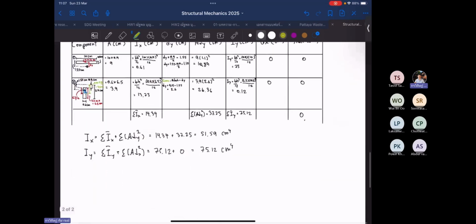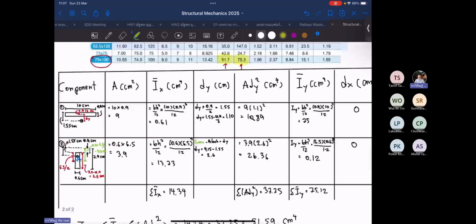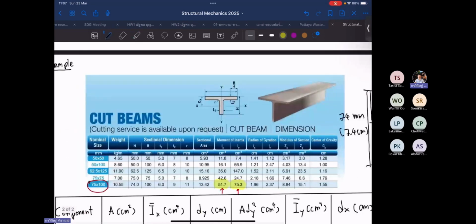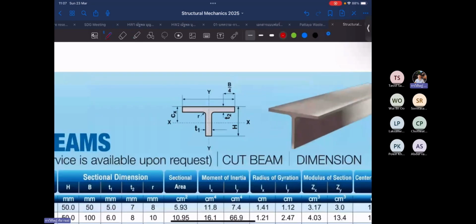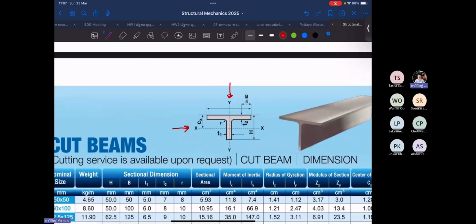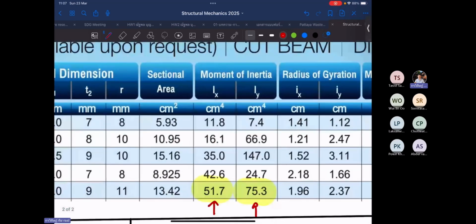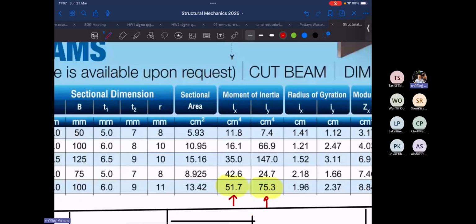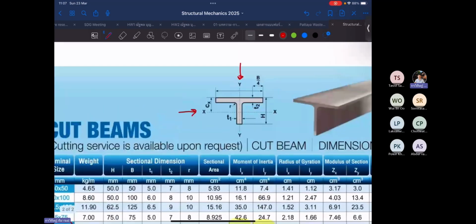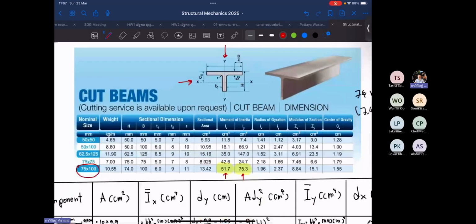And from this number, we can say that this beam has more capability to withstand the load in the y direction, greater than the x direction, as the moment of inertia in the x direction is smaller than that of the y direction. Okay, please be familiar with this kind of calculation.